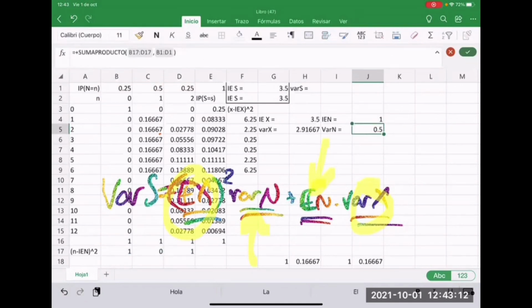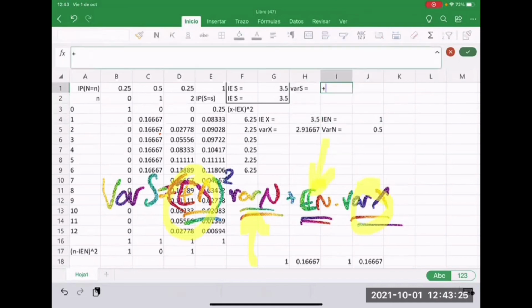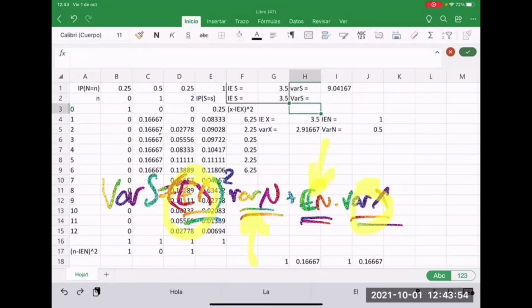So there. I just used the definition of the expectation and of the variance for both random variables, right? And in order to get the variance of s, well, we just need to substitute these values into the formula that I wrote with my unicorn marker. So the expectation of x equals this number, squared, times the variance of n, which is this, plus the expectation of n, which is this, times the variance of x, which is this. I got a 9.04.